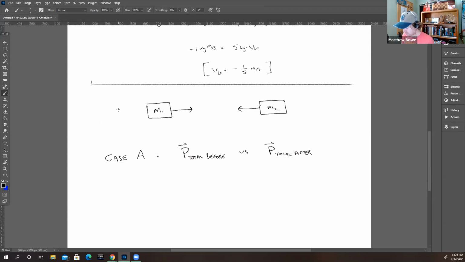Once again, remember that we need to include the direction. So momentum is a vector. This one has a momentum that is a vector that is positive because it's moving to the right. This one, V2, is a vector. It's negative. It's moving to the left. And there's this funny thing that happens when we are doing a calculation like this.